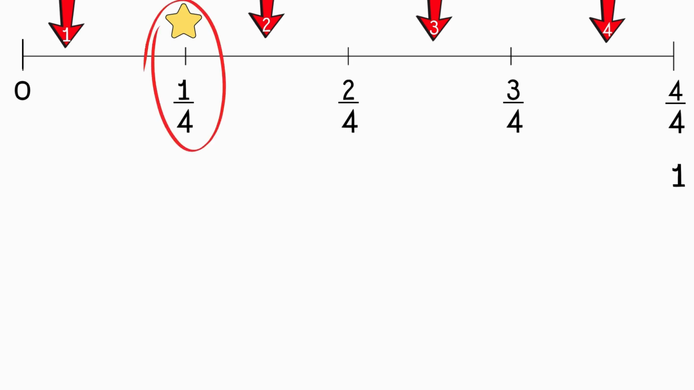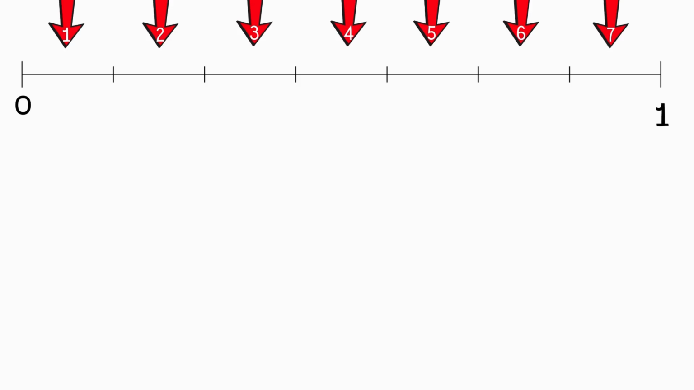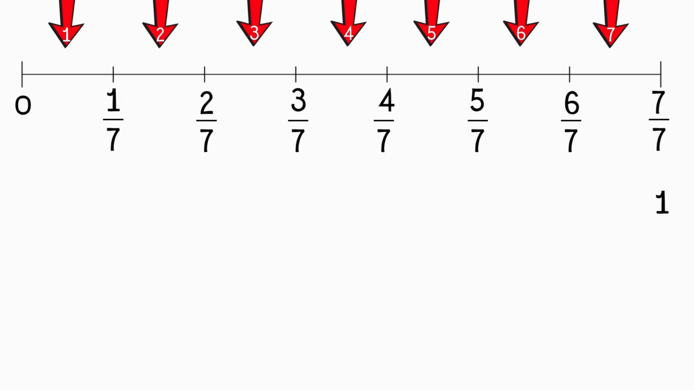How did you do? Let's review. To find the denominator on a number line, count the spaces between 0 and 1, not the first tick mark. The denominator tells us how many equal parts the whole is divided into. Then we can label all of the fractions on the number line.